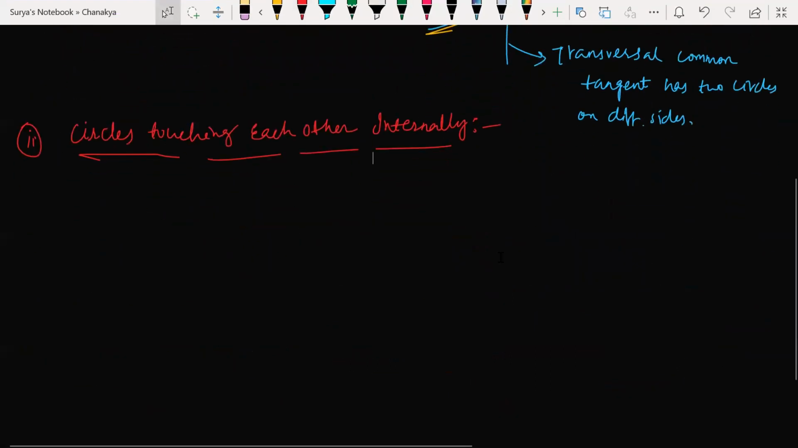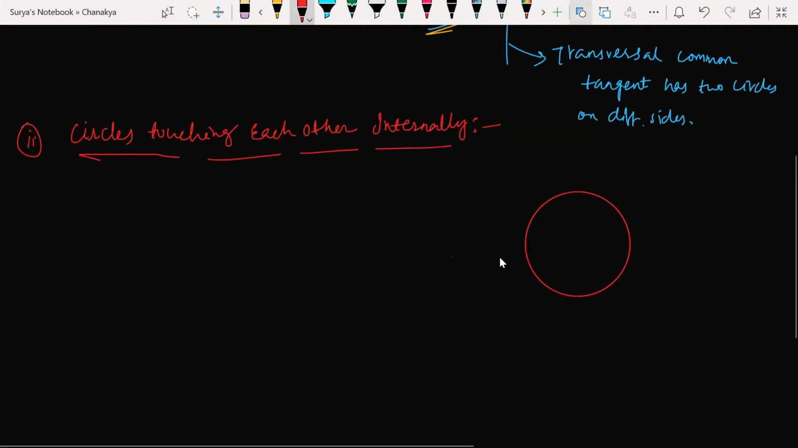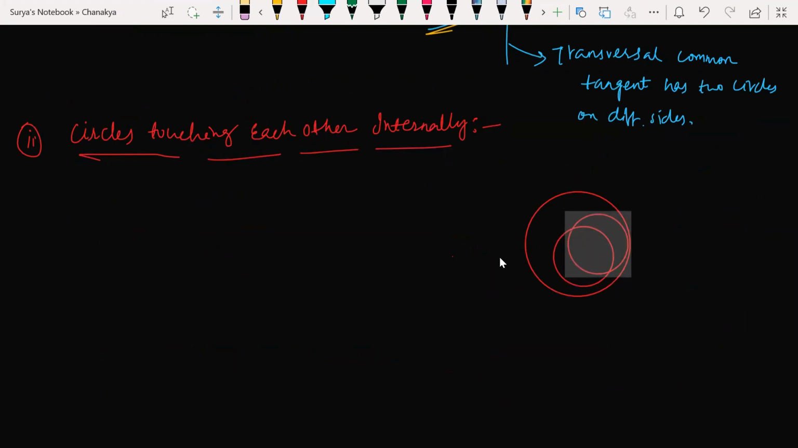When two circles are touching internally. Internal is nothing but what? Look at this. Let me just take a circle here. This is one circle. I can take one more circle which is touching externally. When two circles are touching externally, if you observe this properly, this is my center one. This is my center two, right?